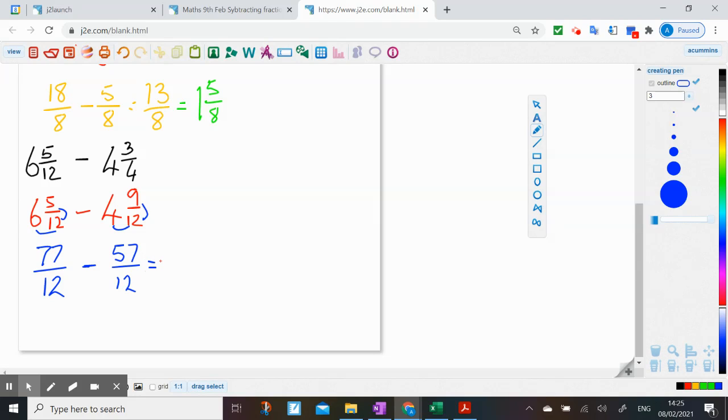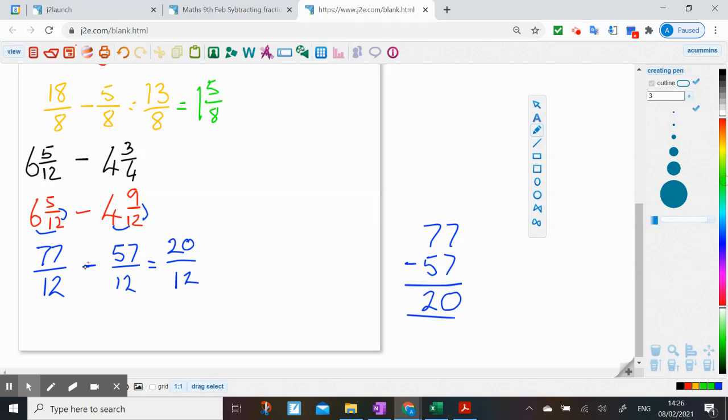So now we can definitely subtract. If you weren't sure, if doing this in your head would be a problem, then it's fine. Just use your column subtraction. 7 take away 7 is nothing. 7 take away 5 is 2. So we're left with 20 twelfths.